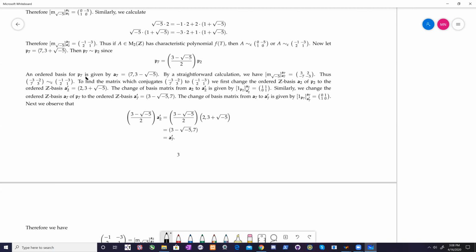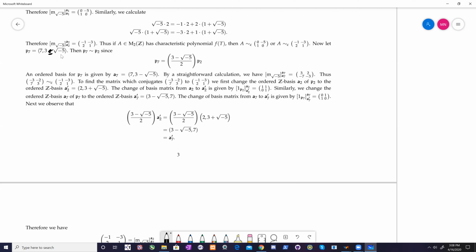And an ordered basis for P7 is given by, I think this needs to be plus. This should be plus, I think, right here. Yeah, let's put plus for now. Actually, no, that's right. That's what I want there. Okay, so that's the ordered basis for P7 there. Let me see here. This one should be minus. So this one should be 7, 3 minus square root negative 5 here.